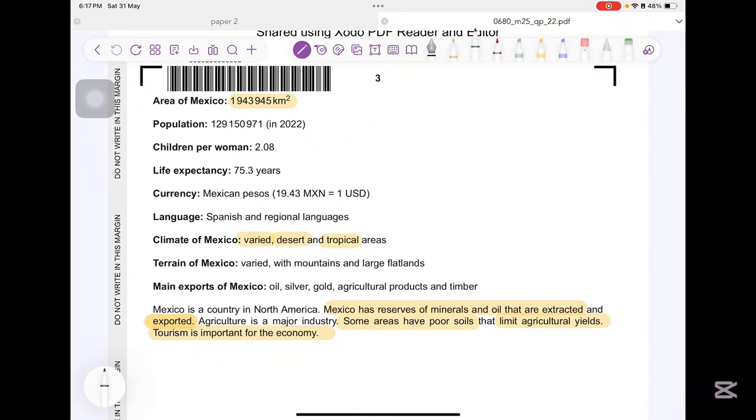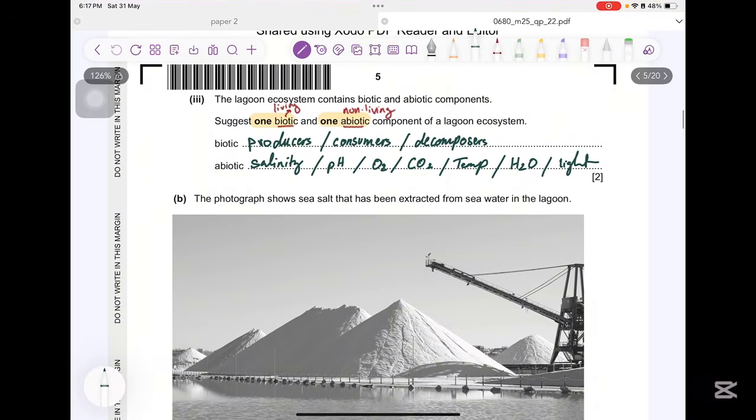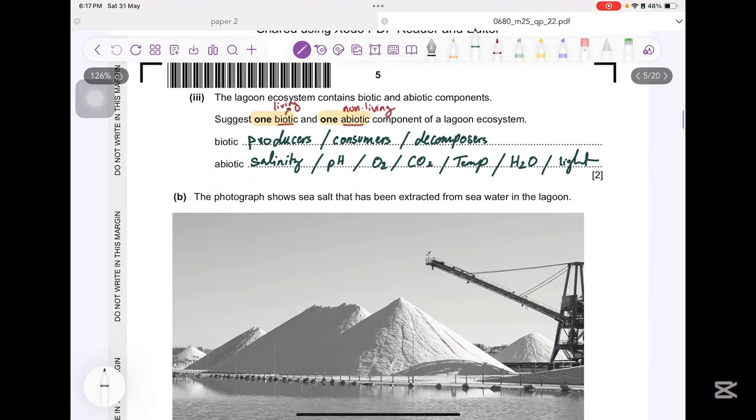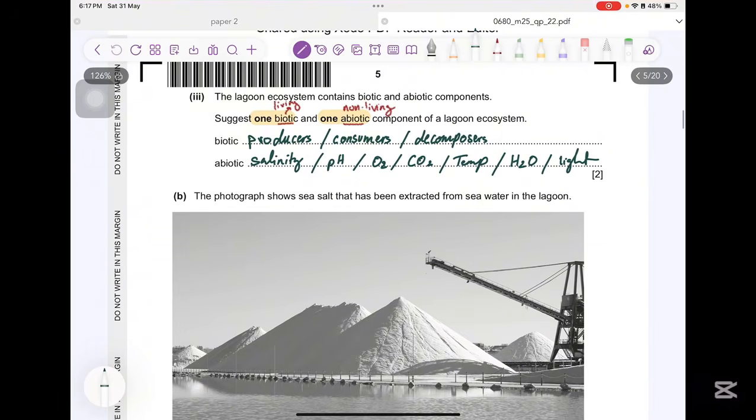Okay? Be careful. Question like this one. It says suggest one biotic. So write only one biotic or one abiotic. Don't write two like I did here or more. I just wrote it for you to know. But only write one, like pH only. Write producer only, okay?